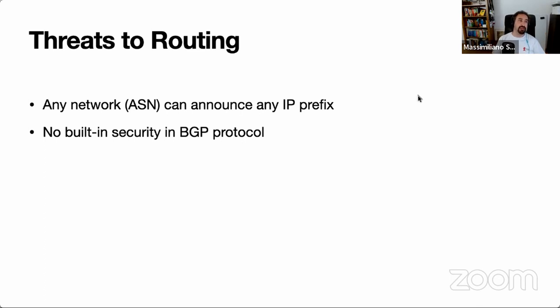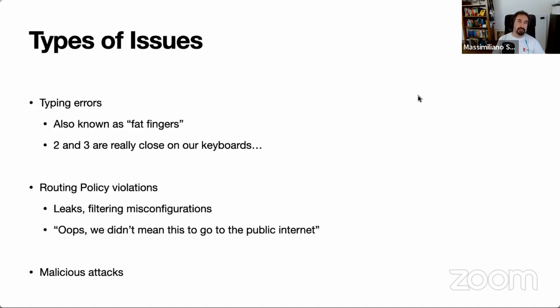The problem is that any network can announce any IP prefix. So I could decide at one point that I don't like Tom and I want to take over his IP addresses, and I could just try to announce them. How can I be stopped? Inside BGP, there is no built-in security. There is no way to verify that I'm announcing someone else's IP addresses, at least built into BGP. There is a way using external databases. We'll see that in a moment.